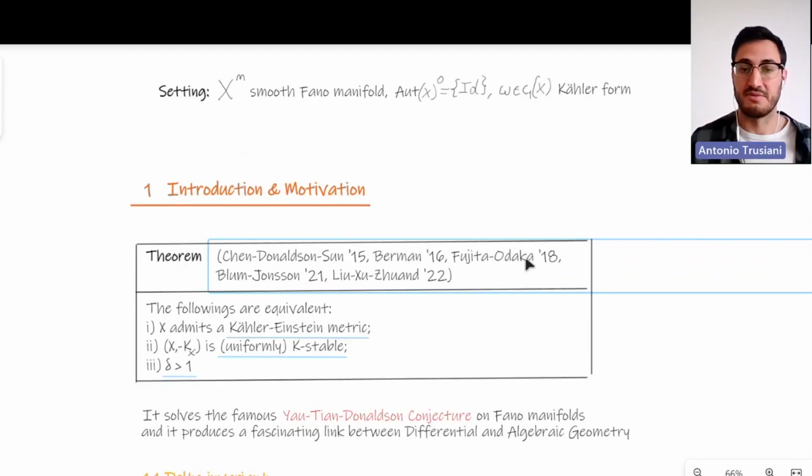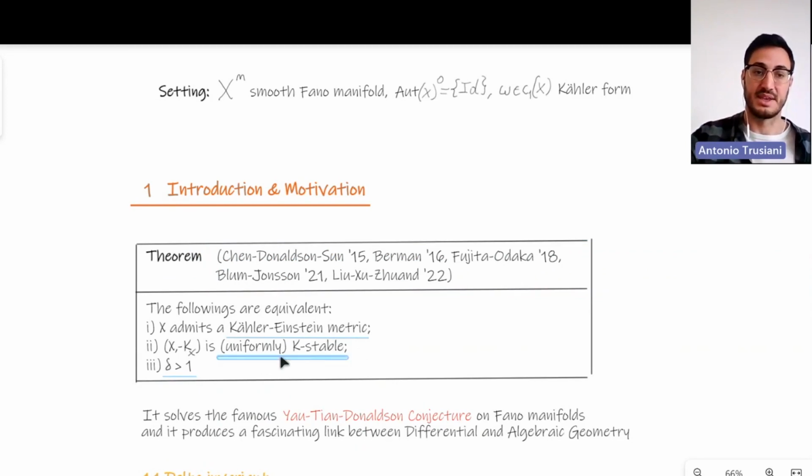This equivalence solves a very famous conjecture called the Tian-Donaldson conjecture on Fano manifolds. And as I wrote, it produces a fascinating link between differential and algebraic geometry. In the talk, I will explain what Kähler-Einstein metrics are, what is K-stability, and moreover, I will explain this delta bigger than 1, that is a valuative criterion to detect K-stability.